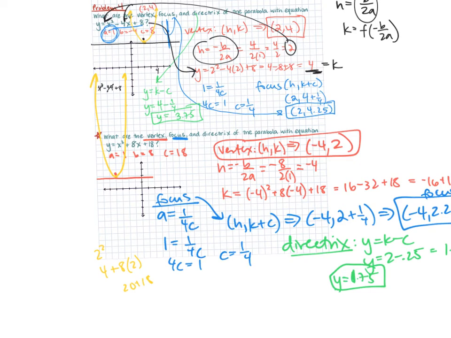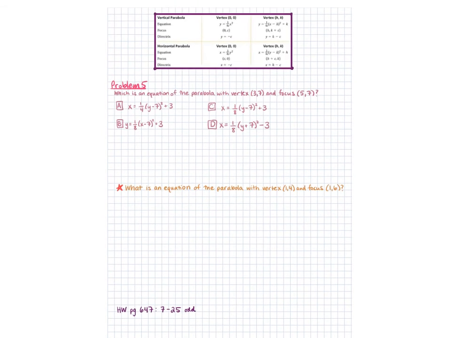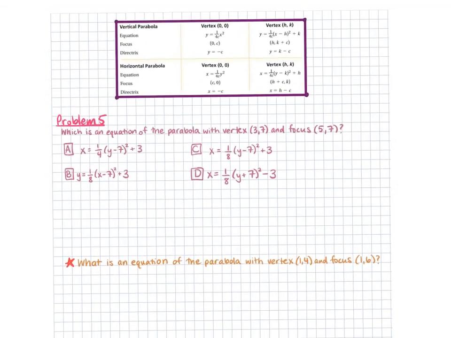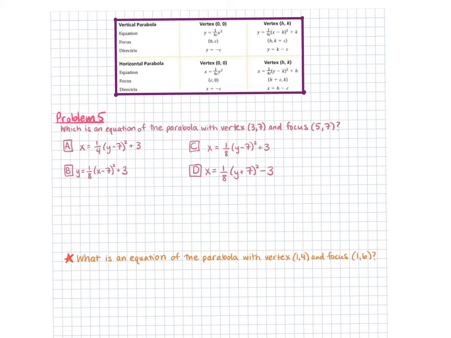All right, now we're going to this last page. Here are your formulas. Problem 5 asks, which is an equation of the parabola with vertex 3, 7, and a focus of 5, 7. So we can see that the k's match, right? That is where the vertex matches the focus. So this is going to be a horizontal parabola.